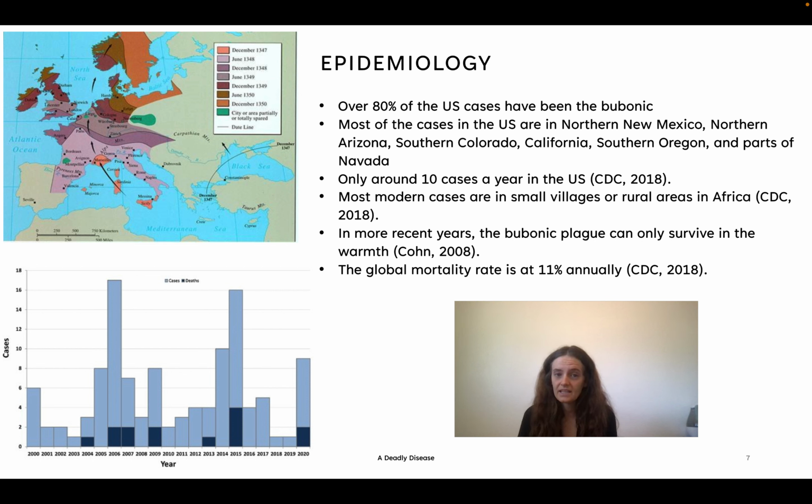This has not always been the case. Throughout history, the prevalence of the plague has changed due to the birth of rats. So there were some years that it was more prevalent to have the disease in January or November, but in current years, it's the warmth in the summer months.